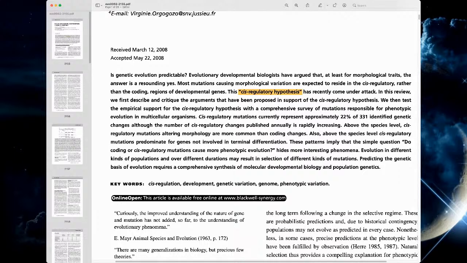These patterns imply that the simple question, do coding or cis-regulatory mutations cause more phenotypic evolution, hides more interesting phenomena. Evolution in different kinds of populations and over different durations may result in selection of different kinds of mutations. Predicting the genetic basis of evolution requires a comprehensive synthesis of molecular developmental biology and population genetics. Okay.